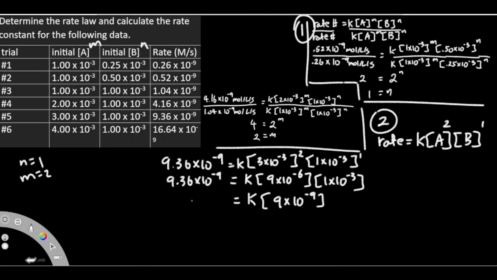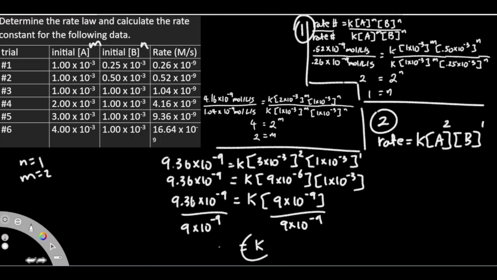Here, just keep bringing it down, and then divide this accordingly. Divide this by the same. And then what do you end up getting for K? You end up getting 1.04. Okay, that's your answer. This here is going to be the rate constant. So this here is your rate law. This here is your rate constant.